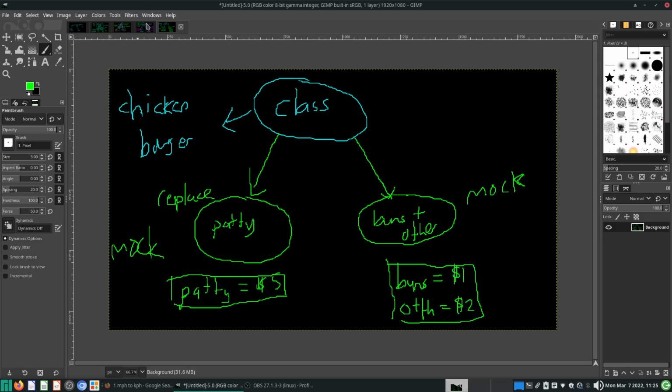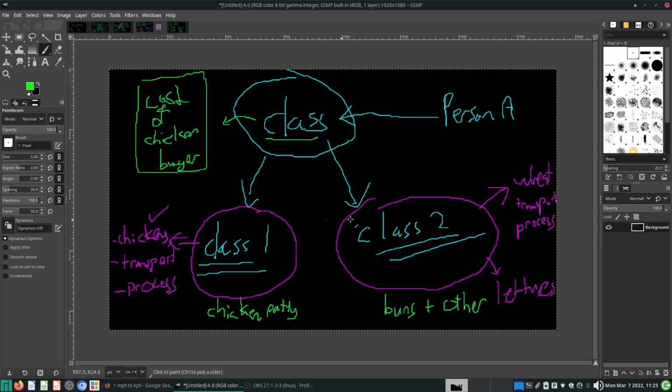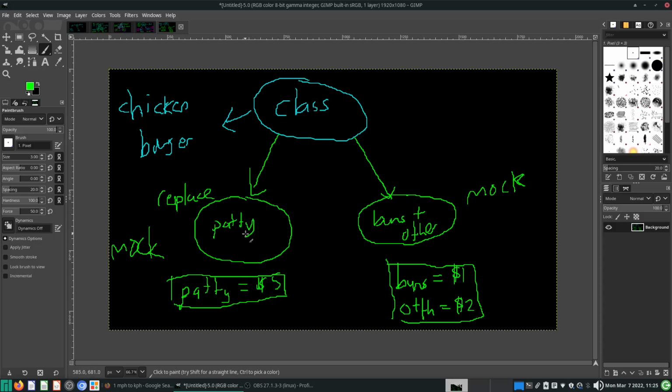No matter what the other people are doing with class 1 and class 2, I'll let them go and do the other stuff. If I'm person A, I will just sit and debug this person class. Person A, me, will make a mock patty class. The patty will always cost $5 no matter what happens. And the mock buns and other class will say the buns will cost $1 all the time, and the other things will cost $2 all the time.